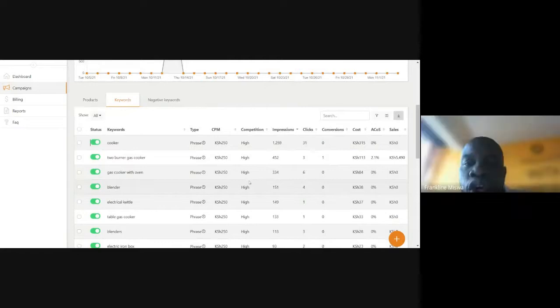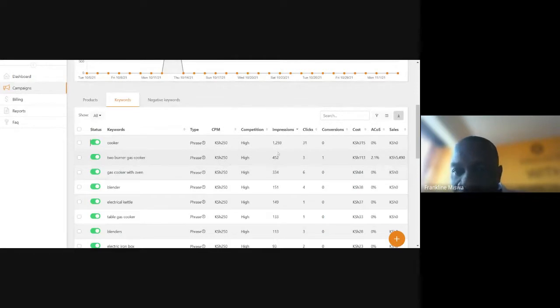Yeah. So the notion is not just to leave the phrases to their own bidding. You can control how much you spend so that you gain the most value. For example, the 2 gas burner with a cooker: it's high. You got 452 impressions, 3 clicks, and a single conversion. Out of this, you spent 113 shillings to generate 5K. Good investment, bad investment? Diana, what would you say?